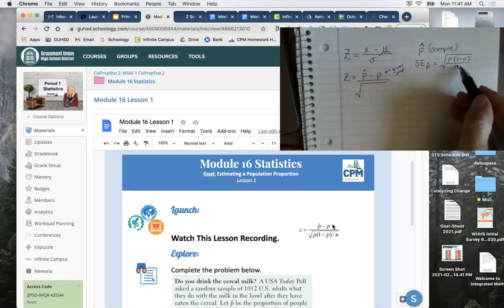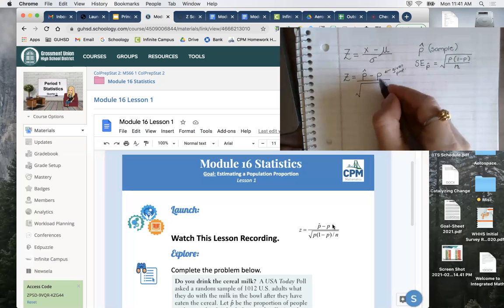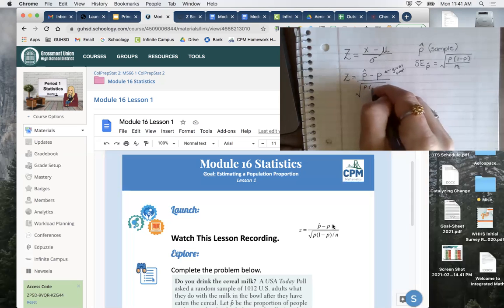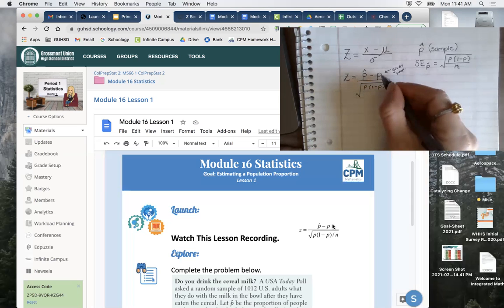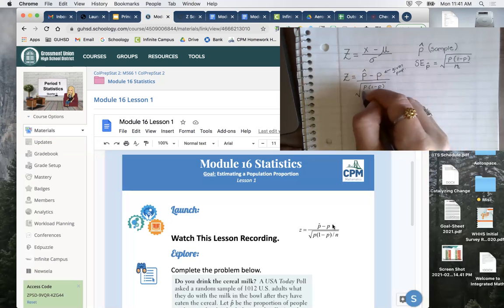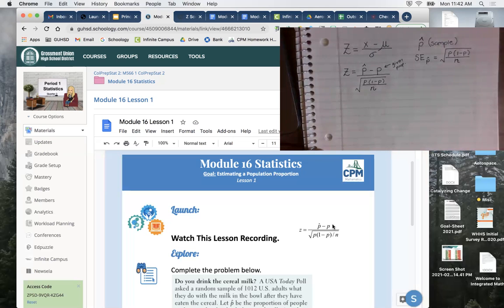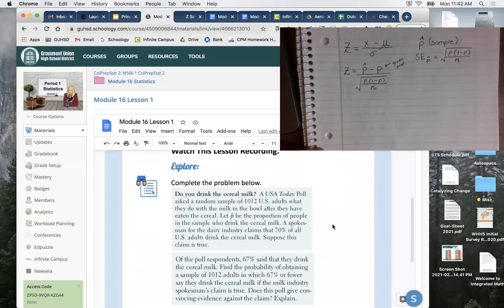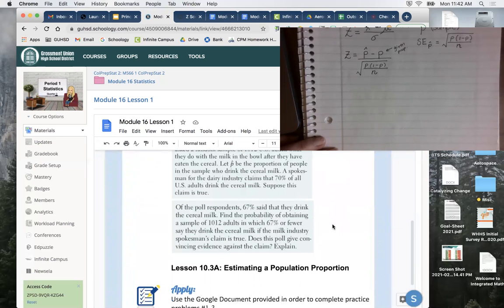Well, the standard deviation is this. You take your actual proportion times 1 minus p, because we're actually taking the standard deviation of the proportion, not our sample. We're just comparing our sample to the actual proportion, and then you divide by the number of people. Okay, so we're going to do an example here to see what we do with all of this.